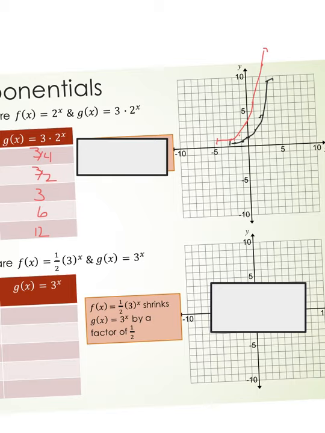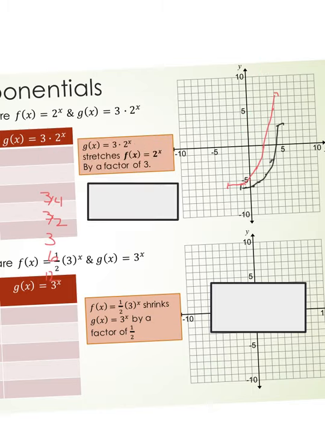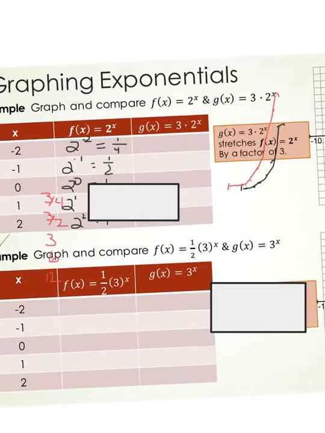Now all we have left to do is to talk about how g of x equals 3 times 2 to the x power stretches f of x equals 2 to the x power by a factor of 3. And now we're ready to do the next example.